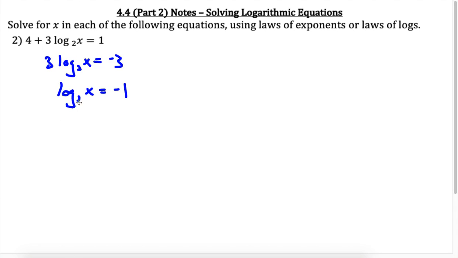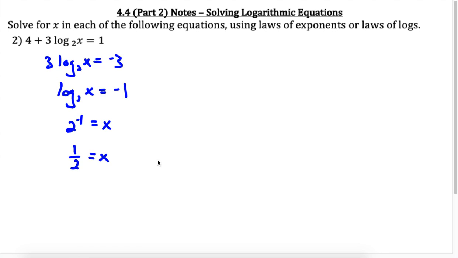And now that I have a log equal to a number, I can rewrite it as an exponential. This would be 2 to the negative first power equals x. And now 2 to the negative first would be 1 over 2 to the positive first, or just 1/2. Okay? In our next two examples, it is the same idea. We just are going to have to solve a quadratic equation now.